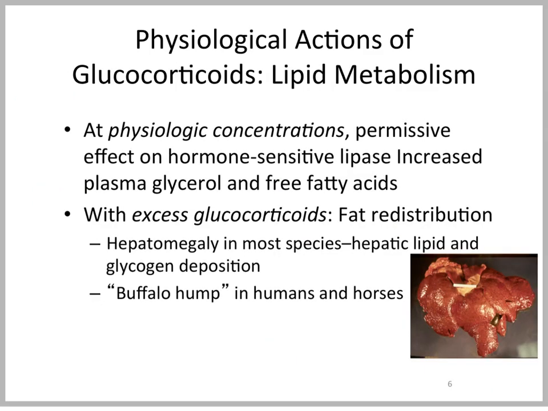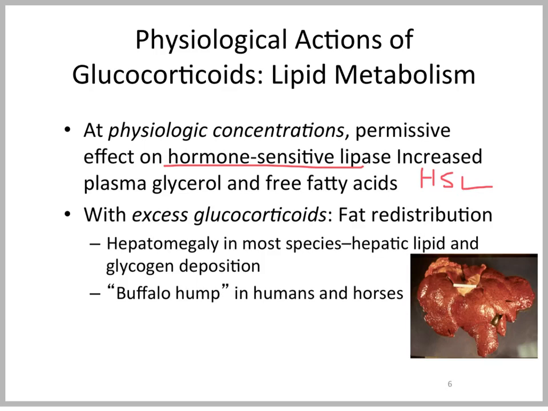What about lipids? The physiological actions of glucocorticoids on lipid metabolism are to be permissive for hormone-sensitive lipase, sometimes called HSL. And this basically increases plasma glycerol and free fatty acids. This is a metabolic effect. With excess glucocorticoids, we see a fat redistribution, which is reflected, as I showed in the previous slide, in enlargement of the liver, hepatomegaly, with both lipid and glycogen.